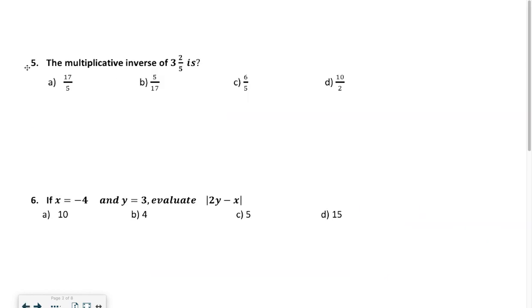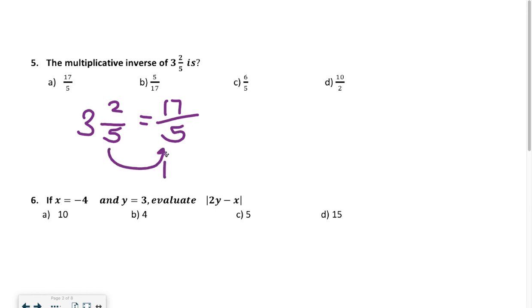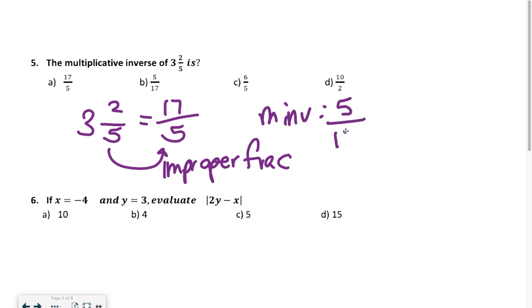Number 5, the multiplicative inverse. So the first thing you need to do is change this into an improper fraction. 3 times 5 is 15. 15 plus 2 is 17 over 5. This is not the answer. This is the improper fraction. The multiplicative inverse is the reciprocal of this, which would be 5 over 17. Okay, notice how they put A in there to trick you.